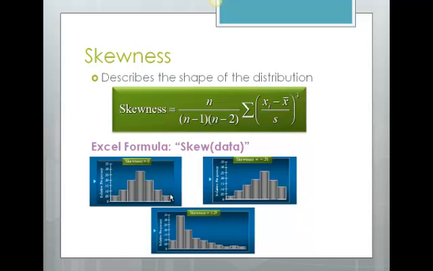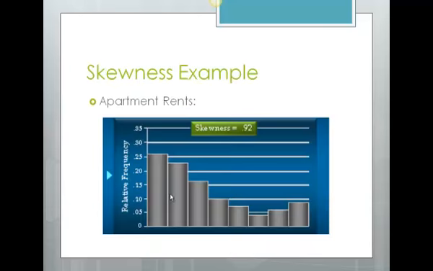So negative skewness: mean less than median. Positive skewness: mean greater than the median. If data is skewed, it just means that there are more observations either above or below the mean than you would normally expect. So here, our data for our apartment sample was skewed. It's 0.92. It's skewed to the right.